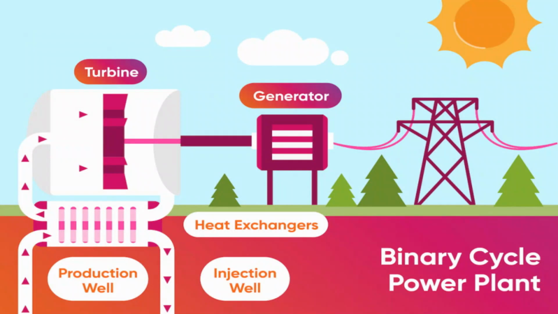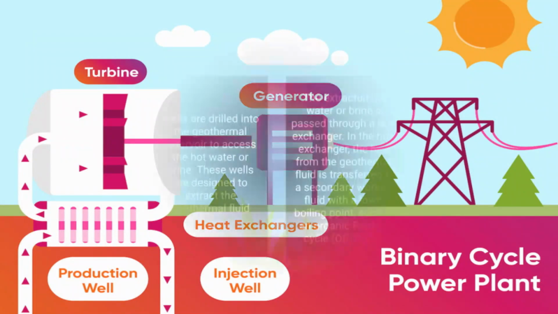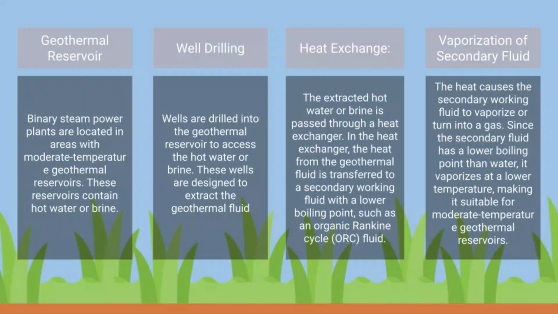And next is the binary cycle power plants. Among the three, there are a lot of similarities, but I will just focus on the different process. Here the difference is at the heat exchange, where in the process the heat is exchanged to the secondary working fluid with a lower boiling point.